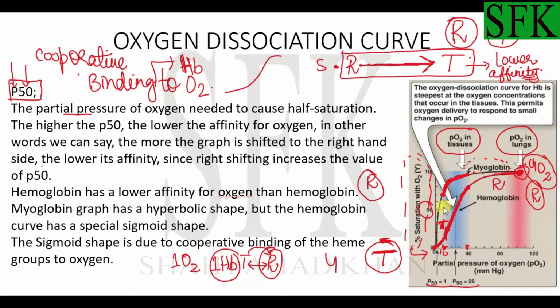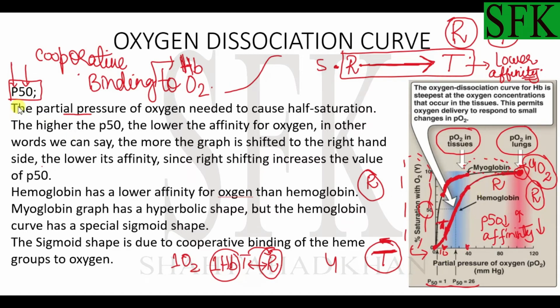So the graph, the curve, has left shifted, and this left shifting due to low P50 means that the affinity has increased. And the vice versa is also true. If the partial pressure is high, then the affinity for oxygen is low. If the P50 is high, then the affinity is low, and in that case we say that this curve has shifted to the right, or a right shifted curve will be obtained.